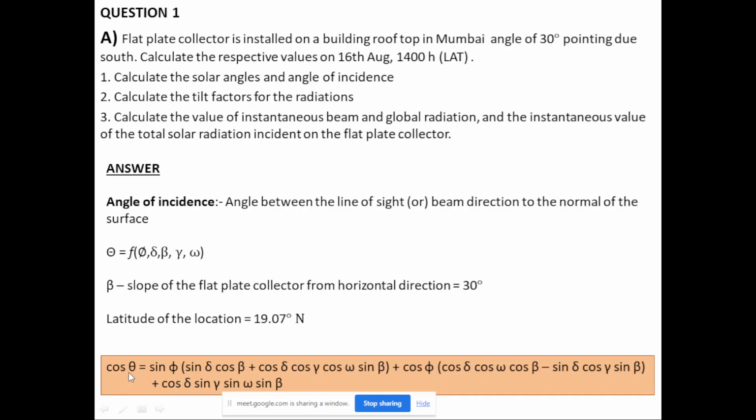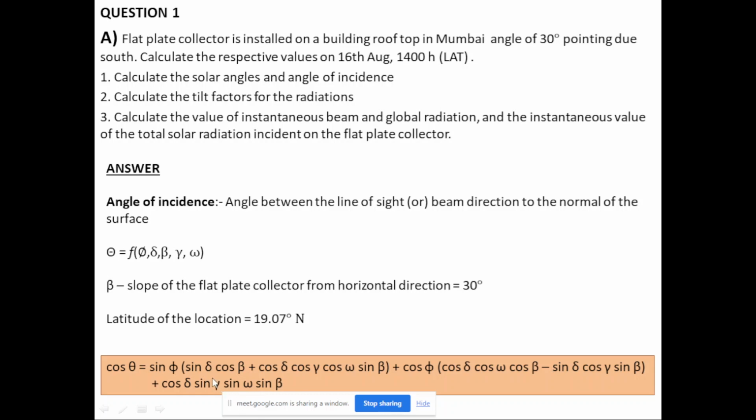The angle of incidence formula is cos theta equals sin phi times sin delta, your declination angle, cos of your slope, plus cos of the latitude, sin of the declination angle, cos of the surface azimuthal angle, cos of the hour angle times sine of your slope, and then the rest of the expression, plus cos delta, cos gamma, sine omega and sine beta. This we have already seen in week 1 as well as in week 2. We have solved almost 3 problems.